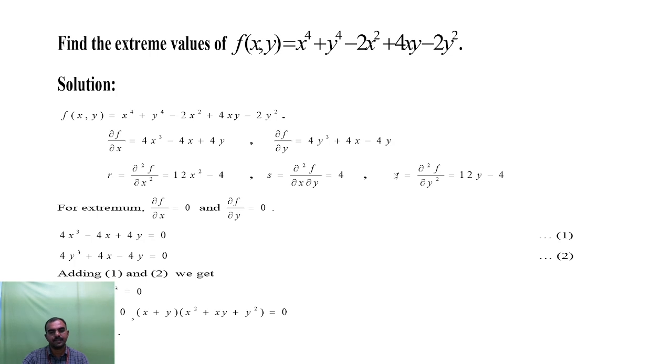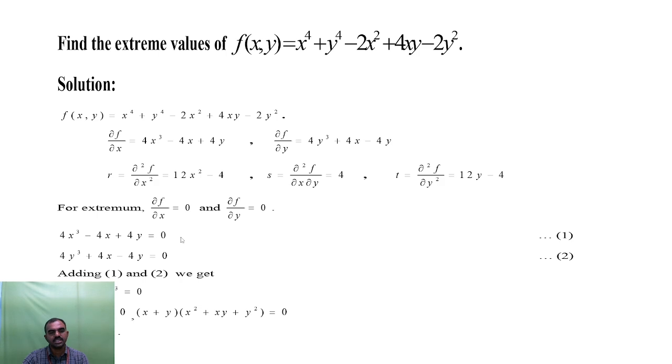Next, the t value. Dou square f by dou y square. So differentiate dou f by dou y again partially with respect to y. 4 is constant, y cube differentiates to 3y square, so 4 times 3 is 12y square. Here 4x has no y, so 0. Then minus 4y: minus 4 is constant, y differentiates to 1, so minus 4.